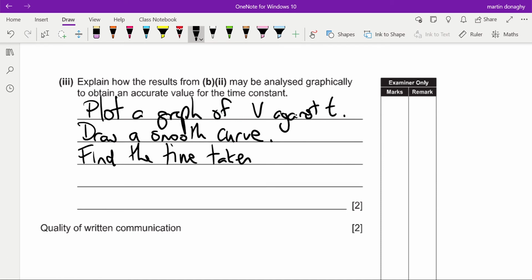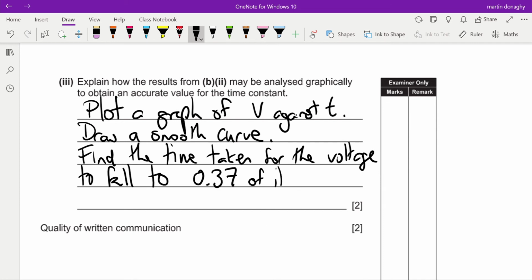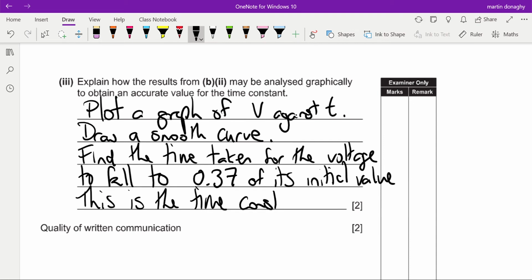Find the time taken for the voltage to fall to 0.37, which is 1 over e, or e to the minus 1, of its initial value. And then this is the time constant. Now that's what the mark scheme says.